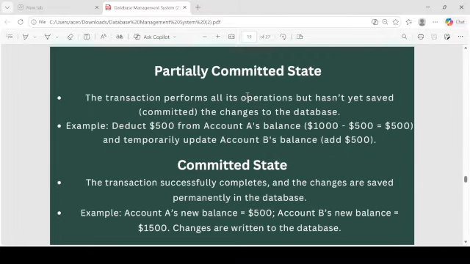In the partially committed state, the transaction performs all its operations but hasn't yet saved. So in partially committed, the data will not be saved, meaning the changes are not yet committed to the database. For example, deduct 500 from account A balance, like 1000 minus 500, which is 500, and temporarily update account B balance to 1500. The next state will be the committed state, where the transaction successfully completes and the changes are saved permanently in the database. For example, account A's new balance is equal to 500, account B's new balance is equal to 1500. Changes are written to the database.